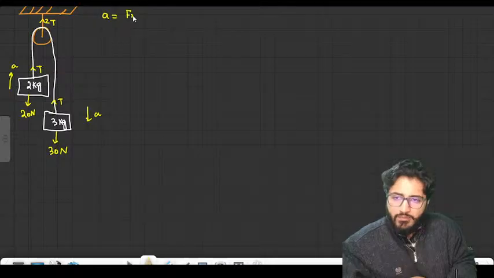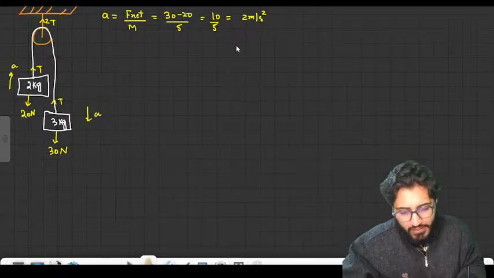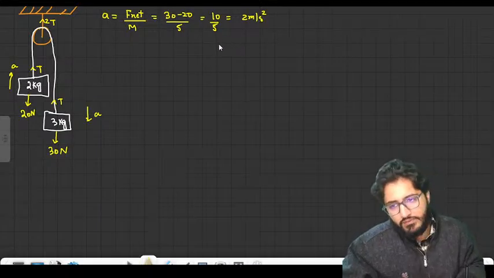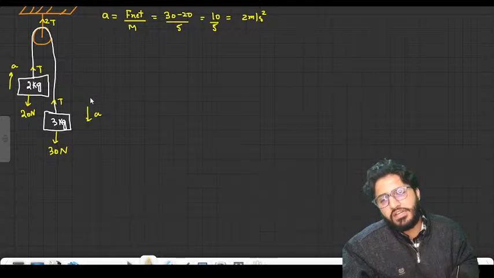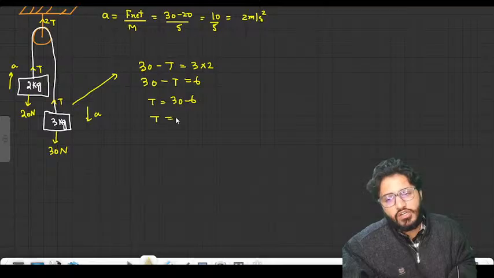Net force by m. What is net force? It is 30 minus 20 divided by 5. It is 10 by 5, which is 2 meter per second square. So my acceleration came out to be 2 meter per second square. For tension, make the FBD of this one. I can write 30 minus T equals mass into acceleration, so 30 minus T equals 6. Tension came out to be 30 minus 6, which is 24 Newton.